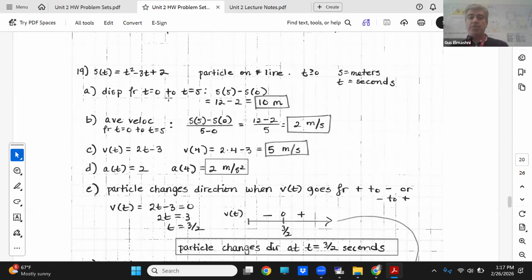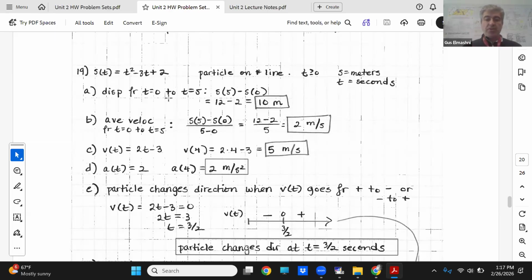Displacement is just a change in position. So we're going from 0 to 5. That's pretty easy. Average velocity is the slope, change in position over change in time. The velocity itself is the derivative of position. That's 2t minus 3, plug in 4. Don't forget your units. Acceleration is straight up just 2. It's a constant, and it's meters per second squared.